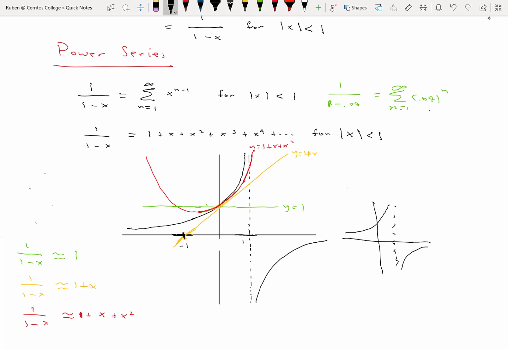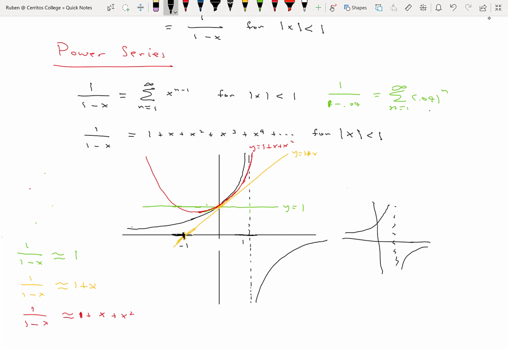If I wanted an extremely good approximation to this curve, I might cut off the power series at, say, the first 100,000 terms. Then you would get an approximating polynomial that comes really, really close to the actual black curve, y equals 1 over 1 minus x.